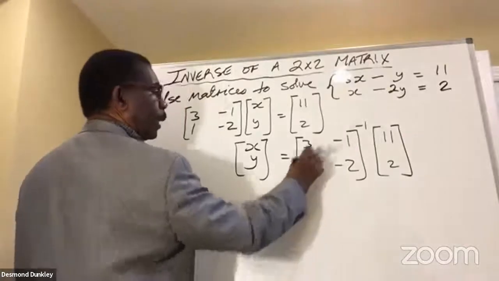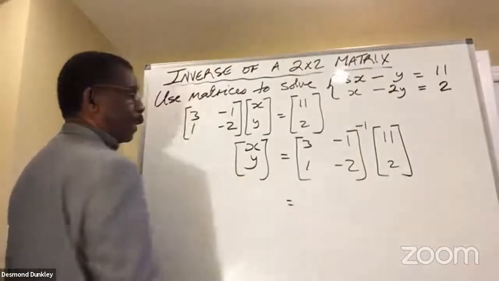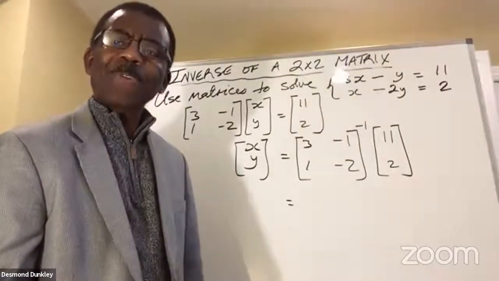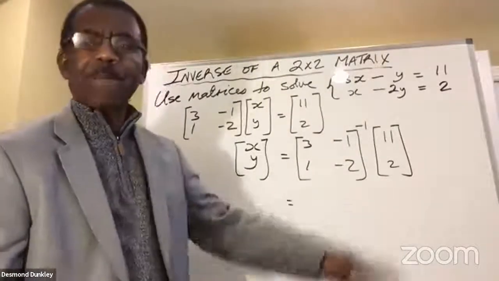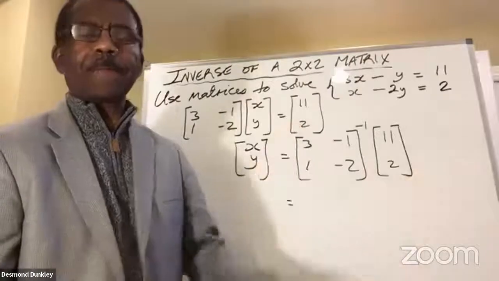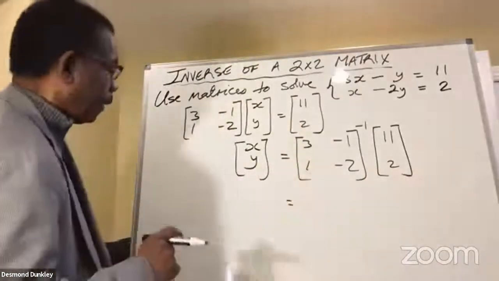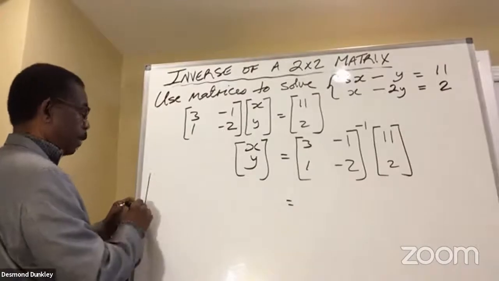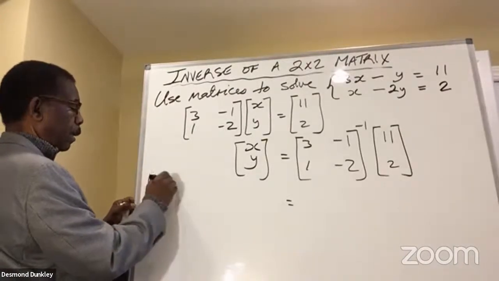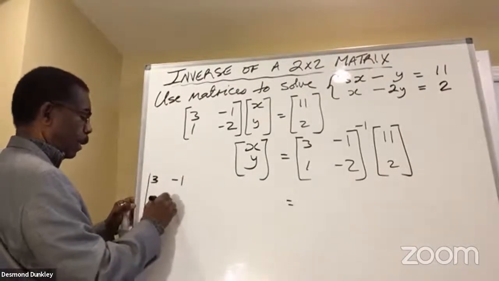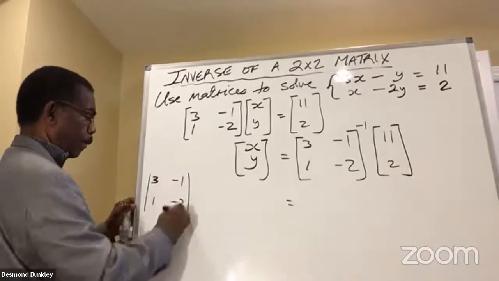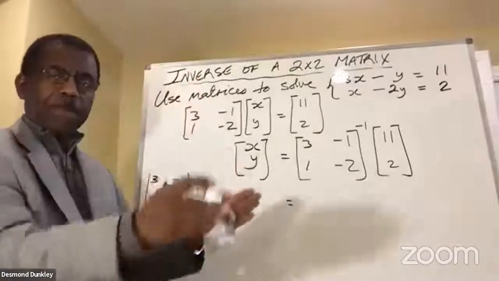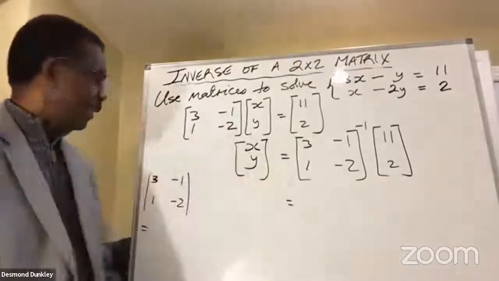So now we need to find this portion here. But we have a cute trick as to how to set this up so it flows nicely. Watch this carefully. To the side, we find the determinant. So the determinant of 3, negative 1, 1, negative 2. Remember, the absolute value symbol gives you the determinant.